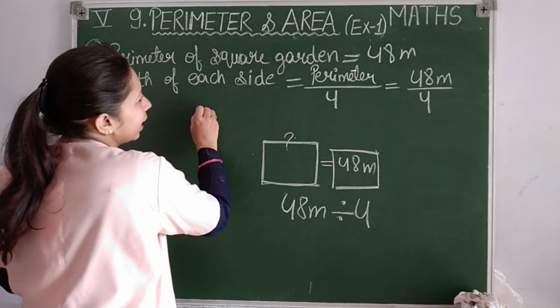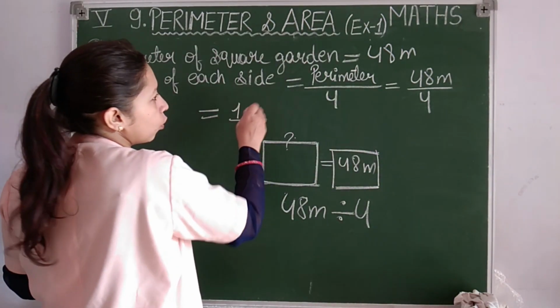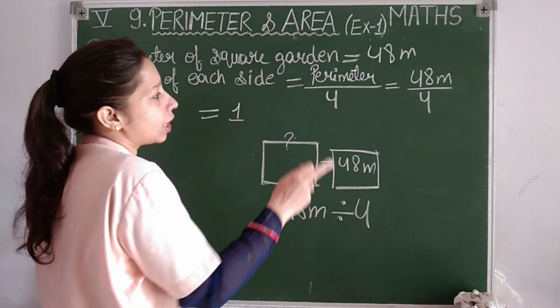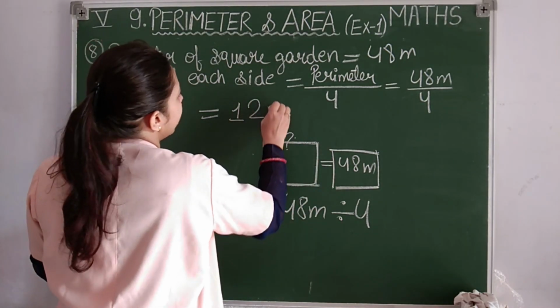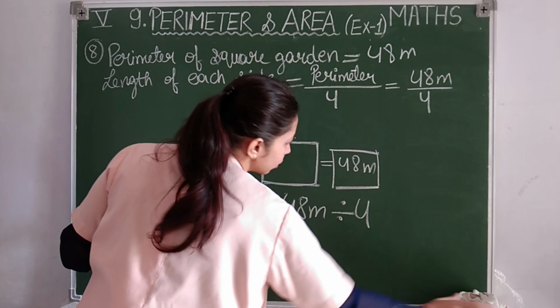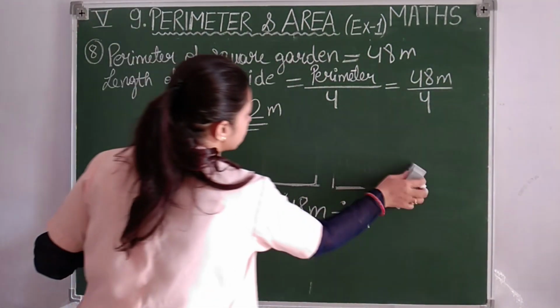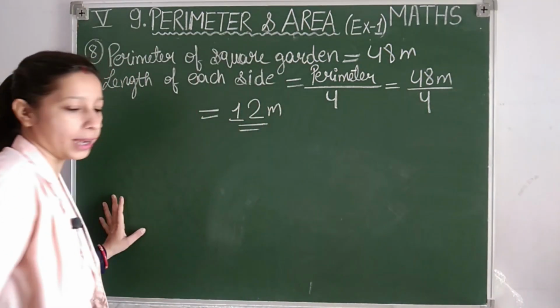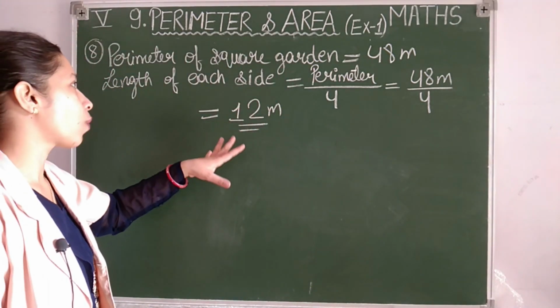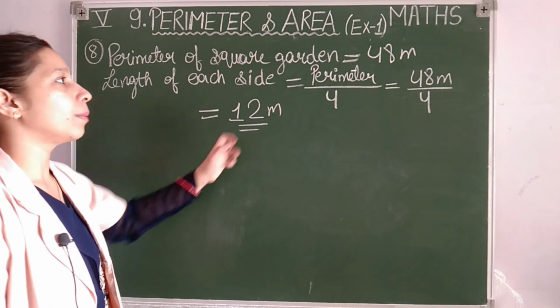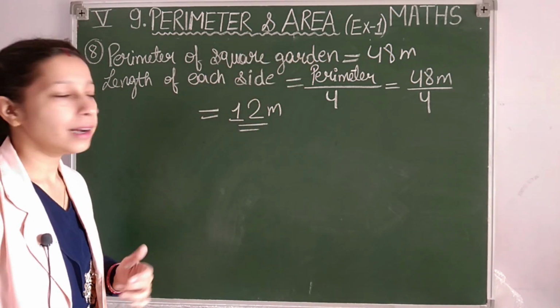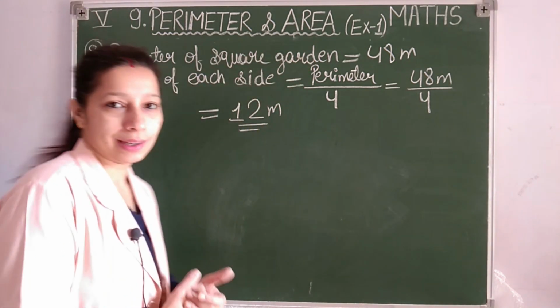On dividing, what you will get? 4 ones are 4. You know na how to cancel. We have studied fraction chapter. 4 ones are 4. 4 twos are 8. So students, its one side is of 12 meters and that's why all the four sides, 12 fours are how much? 12 fours are 48 meters. That's why the perimeter of this square garden, whose one side is of 12 meters, the perimeter of it is 48 meters. I hope the solution is clear to you.